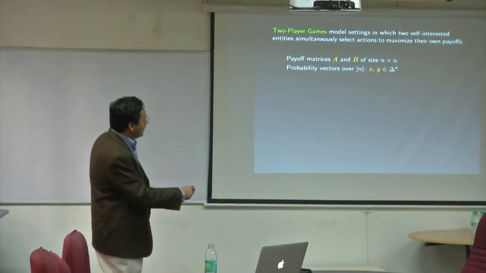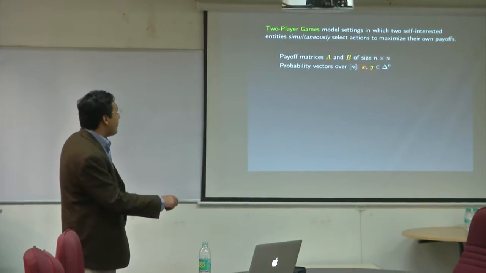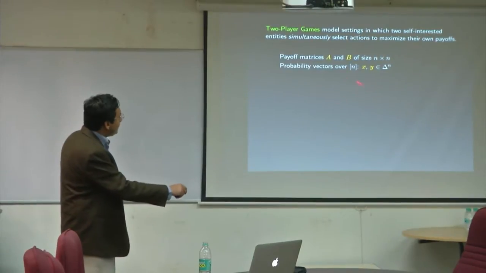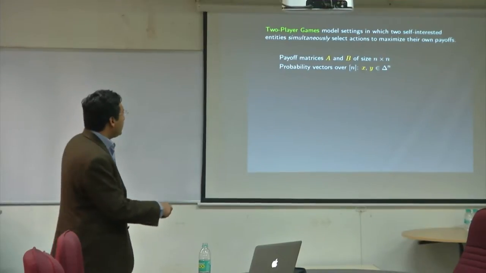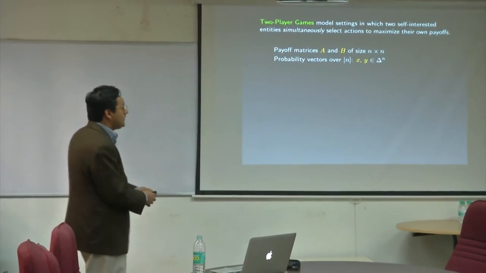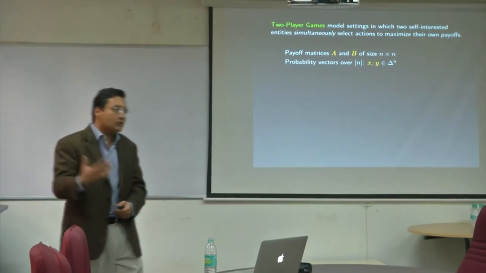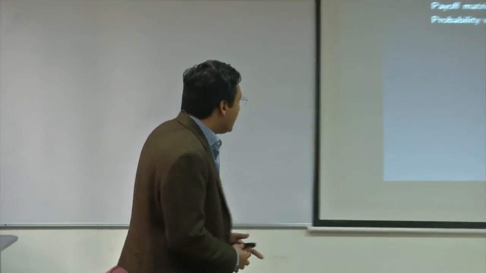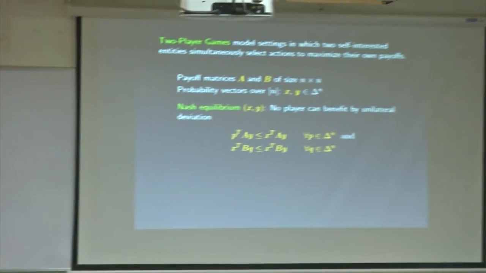As I mentioned before, to understand stable outcomes, to understand stable strategies, we have to consider probability distributions. So I'll use X and Y to denote probability distributions over the rows and the columns respectively. So here, the first player picks an action, picks a row based on distribution X, and the second player picks an action, picks a column based on distribution Y. Now with this notation in hand, the definition of Nash equilibria is quite intuitive. It denotes a pair of probability distributions where no player can benefit by unilateral deviation.